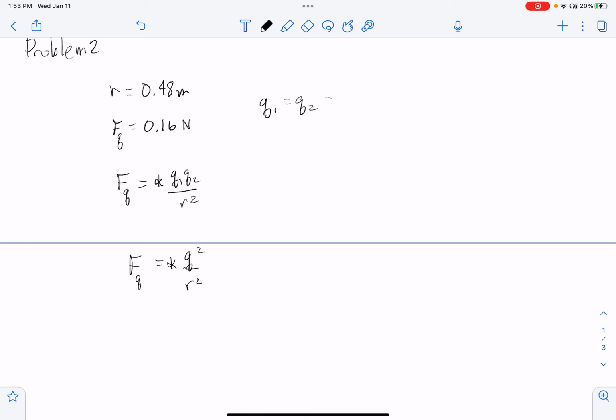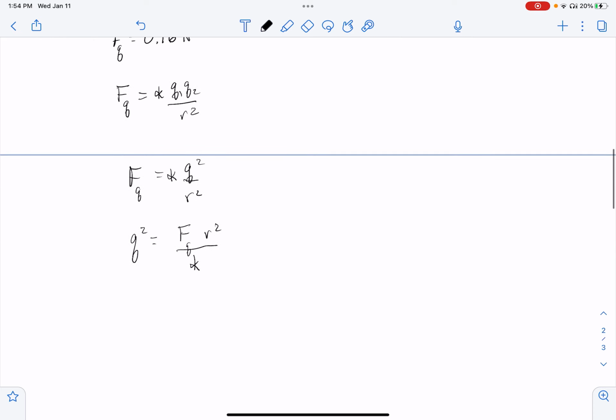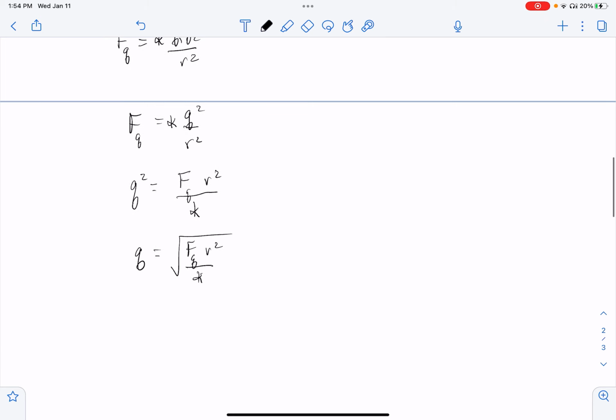So let's go ahead and solve for Q squared. Q squared is just going to be F sub Q times R squared, and that's all over kappa. And so I can take Q, and then I'll just find the square root of this over kappa. So that's how we're going to find this.